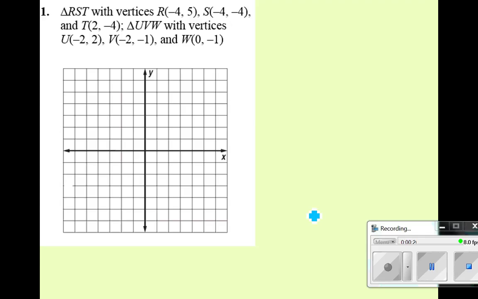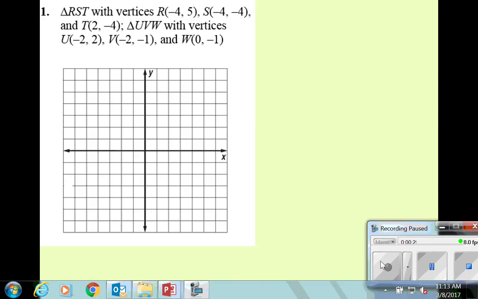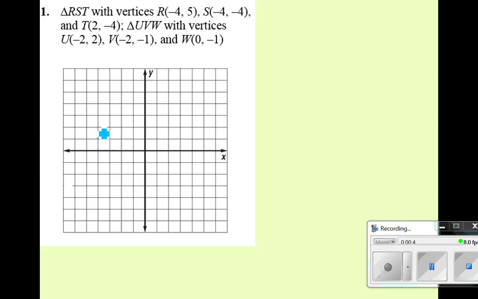First thing I want you to do is plot the points. Choose one of your colored pencils and plot triangle RST first. R is negative 4, 5. S is negative 4, 4. And T is 2, negative 4. And you would connect the dots.